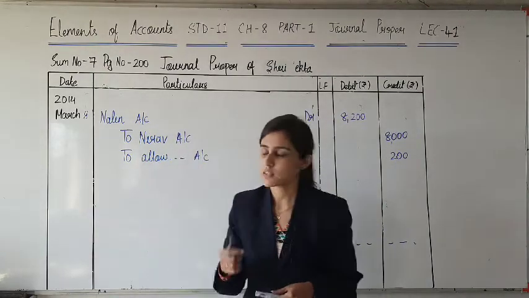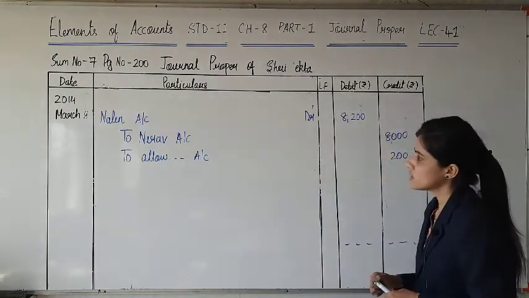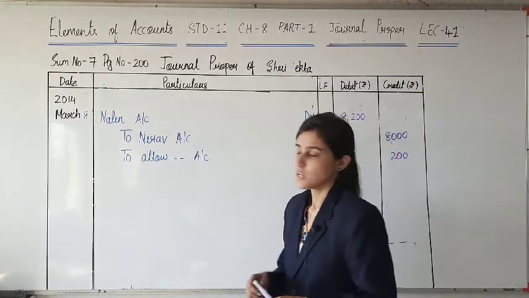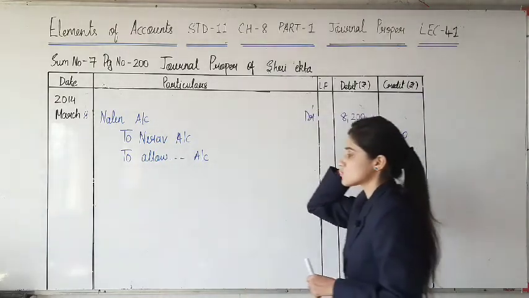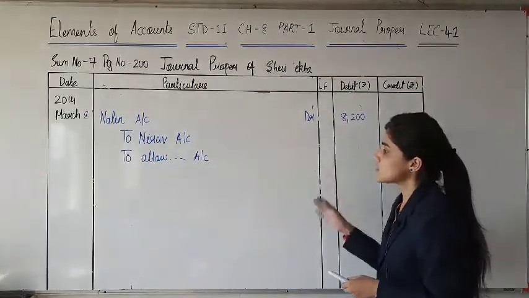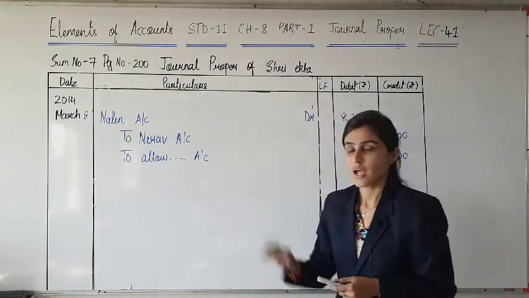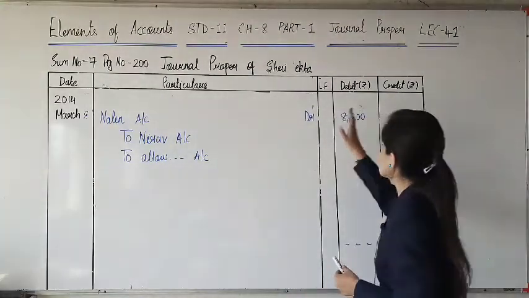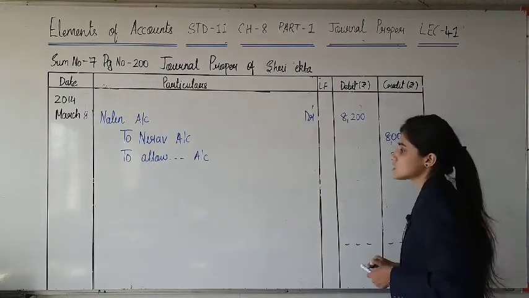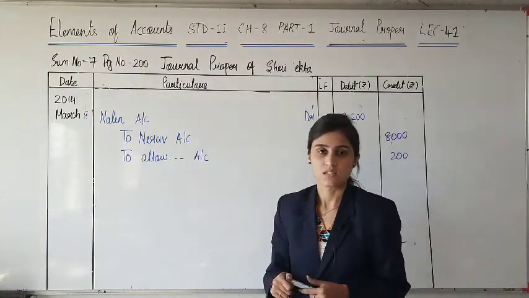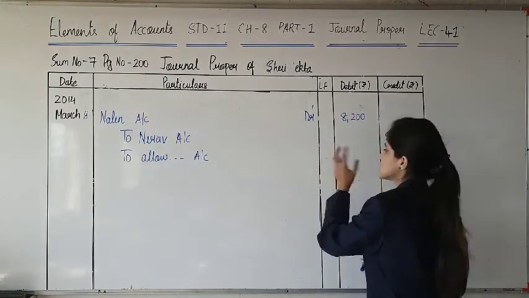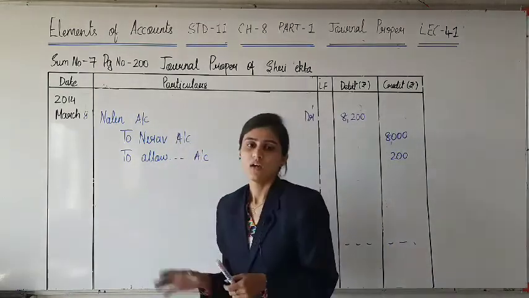Yes, let me repeat this transaction. To Nalin, we were supposed to pay 8,200 rupees. That means Nalin was our creditor. Nirav से हमें 8,000 rupees लेने थे. That means Nirav is our debtor. Nirav has directly paid to Nalin, and Nalin has accepted rupees 8,000 instead of 8,200. Yes, so 200 rupees is allowance received by us, is our income. We were supposed to pay 8,200. Instead of that, it is settled for 8,000 between Nalin and Nirav.